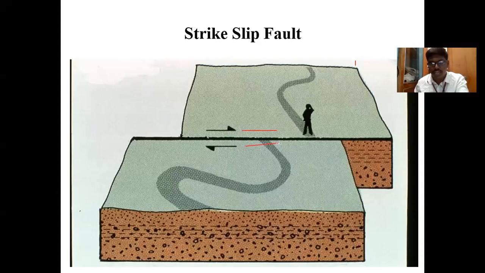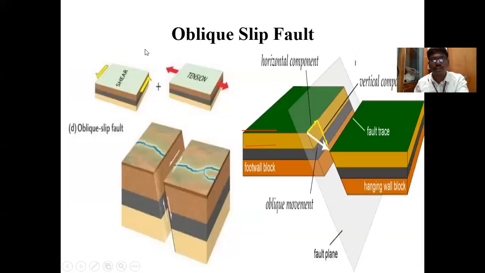So you can see this is the strike direction which I'm drawing with the red color. Along the strike, if the slip is occurring, then it is a strike slip fault. And if it is partially occurring in the strike and partially in another direction, partially here and partially in the dip direction, then we say it is an oblique slip fault.